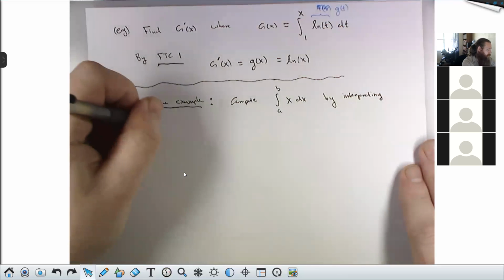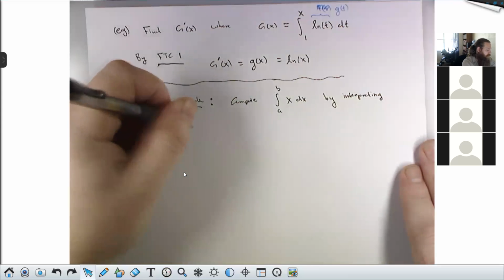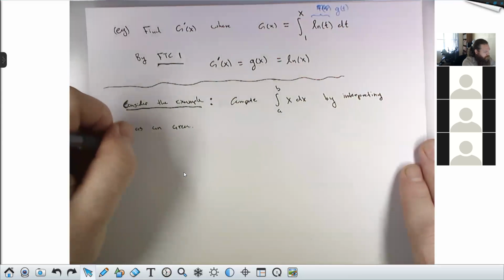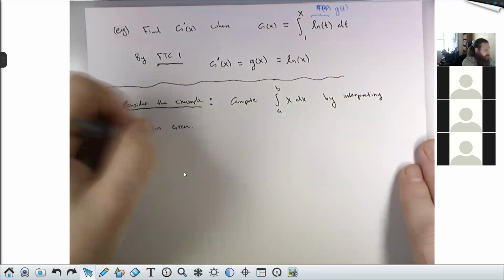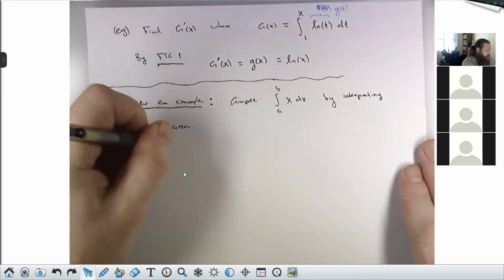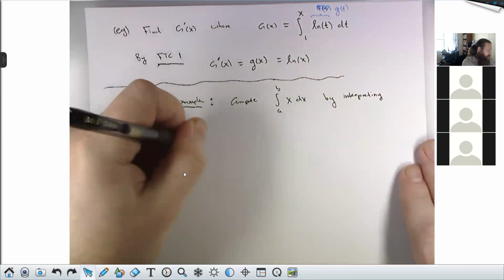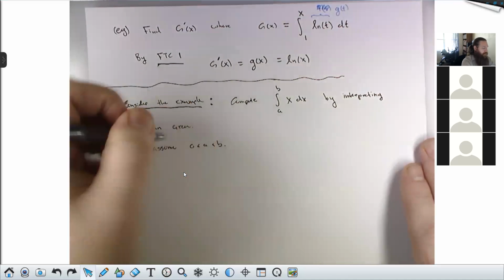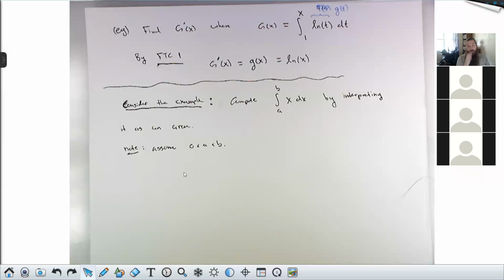by interpreting it as an area. And note, we can assume that 0 is less than a is less than b. So I'm going to assume that a and b are both positive. That way I can draw a picture for this thing without any ambiguity.